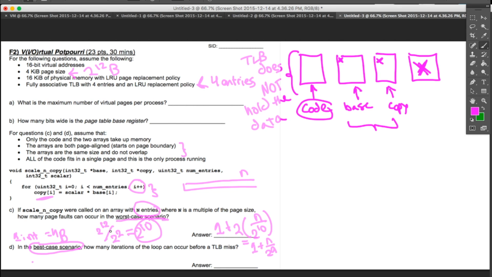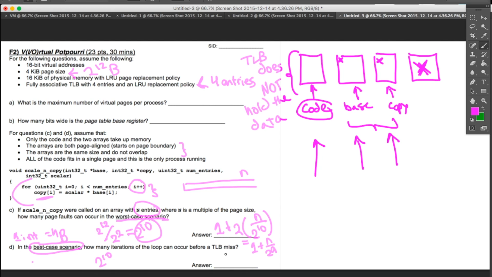So in the best case scenario, how many iterations of the loop can occur before a TLB miss? Well, let's go back to the TLB. So we have one entry dedicated for code, we have one entry dedicated for base, and we have one entry dedicated for copy. So if you think about this, how many int elements are in one page? Well, it's 2 to the 10. So 2 to the 10 int elements in a page. So let's say everything is loaded in and we iterate through this loop 2 to the 10 times.